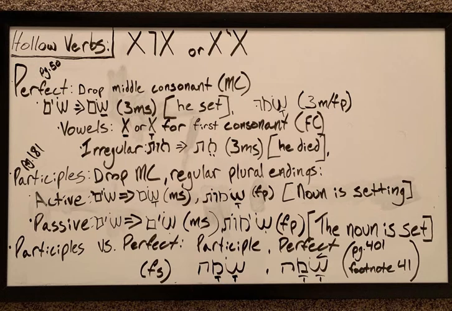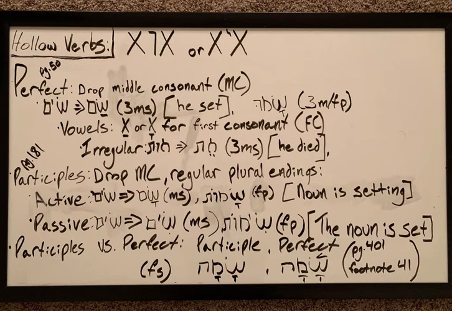I had to dig through my grammar book to find it, but I thought I'd add it just so that you guys could have it if you would like. So, active participle, sim becomes sam in the masculine singular. In the feminine plural, it becomes samot. And so the active, how to translate that is, the noun is setting. The passive, it's sim for masculine singular, and in the passive it is simot for the feminine plural, and the noun is set. So it's just different translations, but most likely you won't see it.